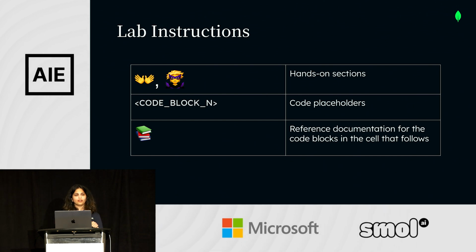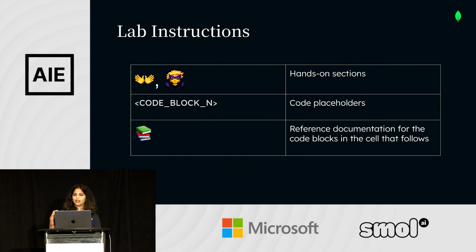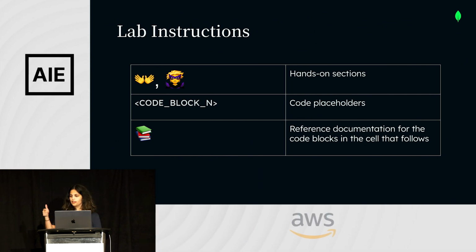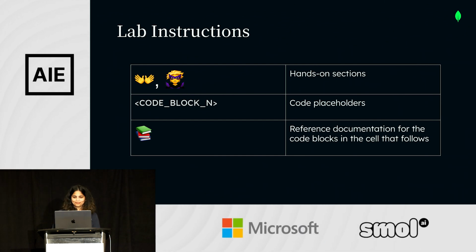You'll also be filling code into a Jupyter notebook, and the places where you need to fill in code are indicated by these code_block placeholders. So those are the ones you need to fill in with your code. And before any cell in the notebook that requires you to fill in code, you'll also see this books emoji indicating documentation that you need to reference for that particular piece of code. And finally, you'll find solutions to all the hands-on pieces at the QR code link. But I highly encourage you to try working through stuff on your own before you look at the solutions. And even if you do, then try to understand what's really going on.